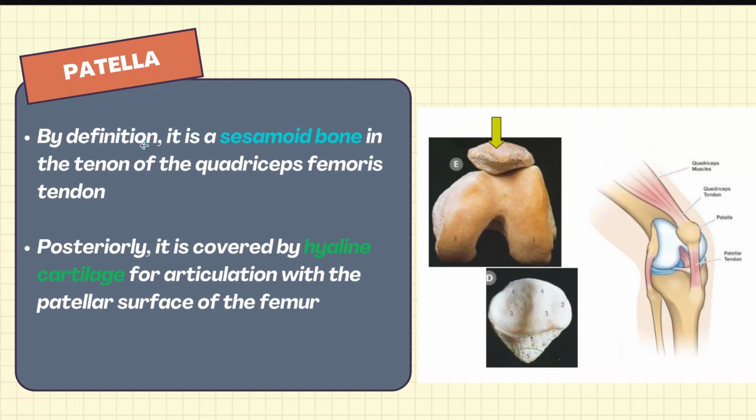Now, what is the patella? The patella is the biggest sesamoid bone in the body, and it's part of the tendon of the quadriceps femoris. You can see here the quadriceps femoris is going to give us a quadriceps tendon, and then it's going to connect to the patella. And posteriorly, it is covered by hyaline cartilage, so the patella can articulate with the patellar surface of the femur. You need hyaline cartilage to help with this articulation.